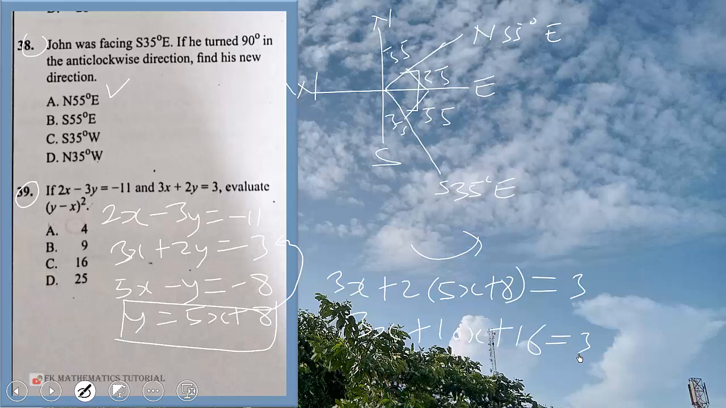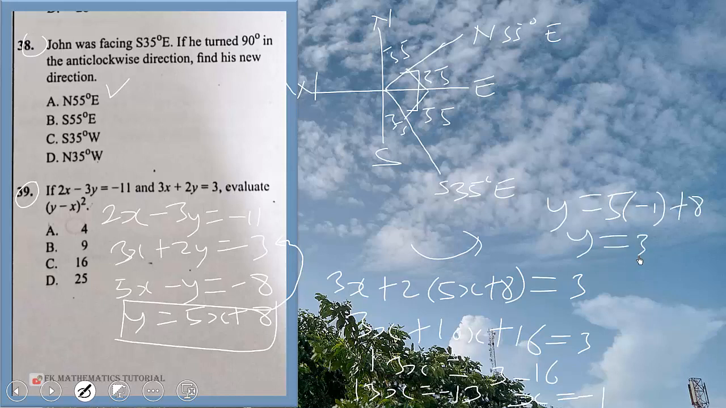So we have 13x will be equal to 3 minus 16. So 13x will be equal to negative 13. Therefore, x equals negative 1. Then y will be equal to 5 times negative 1 plus 8. So y will be equal to 3. So (y minus x) is 3 minus negative 1, all squared, which is equal to 4 squared, which is 16. So the correct answer is C.